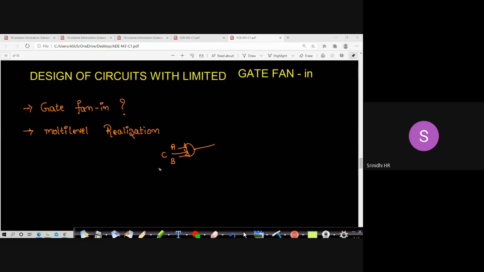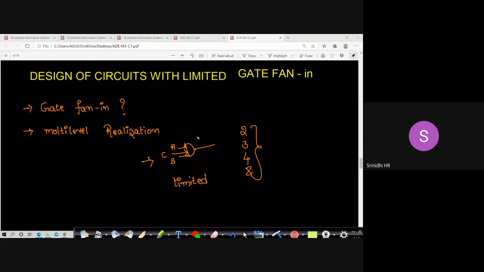This we call fan-in. Fan-in means the number of inputs. Your fan-in is limited, so you need to observe this. Depending on the type of gate, some gates have the capacity to include two inputs, a few gates can accommodate three inputs, and a few can accommodate four or eight. I'll give you the list of IC numbers with the inputs that each IC can handle.